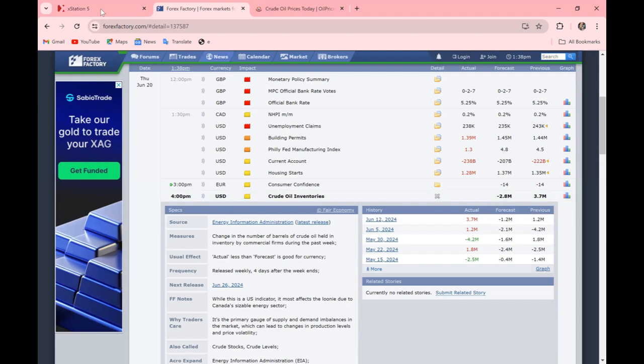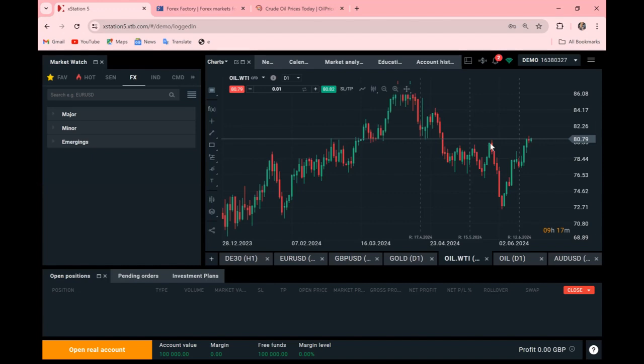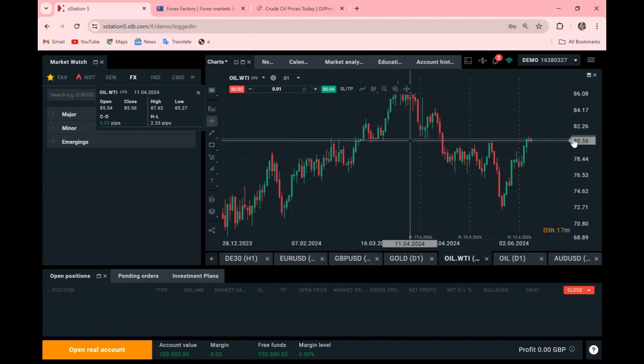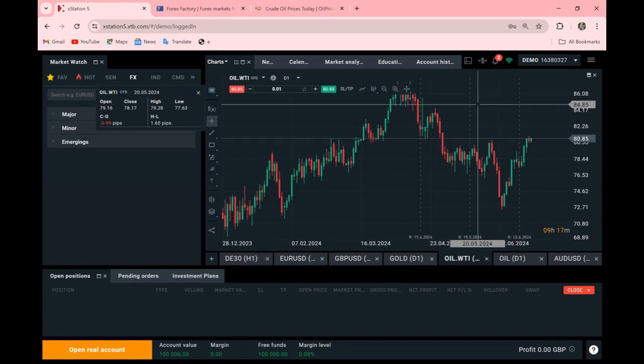Now, when you check the price of oil, it has broken this resistance, which was around $80. I mean, it just broke it now. The resistance is 80.58, and the market is at 80.80. So it has broken this resistance here. Another resistance we're looking at is at 84.17.